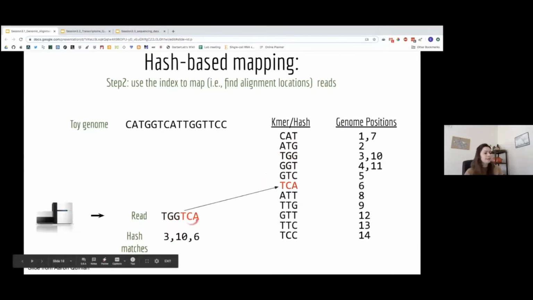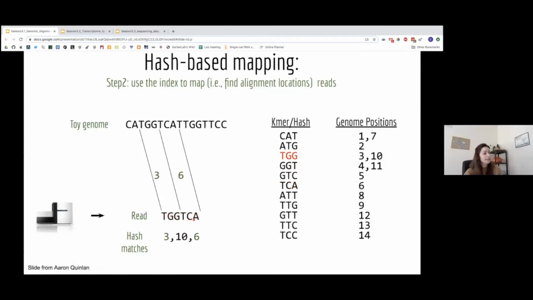And then we find TCA. So TCA is in position 6. We write that down here. But now that eliminates some possibilities. For example, with the combination of TGG and TCA, it's much more likely that this read came from positions 3 and 6, because that would make it contiguous, as opposed to it having a gap and being aligned somewhere else. So we found the correct mapping of this read really easily by breaking it down, instead of having to match this read to every possible location it could have come from in that genome.